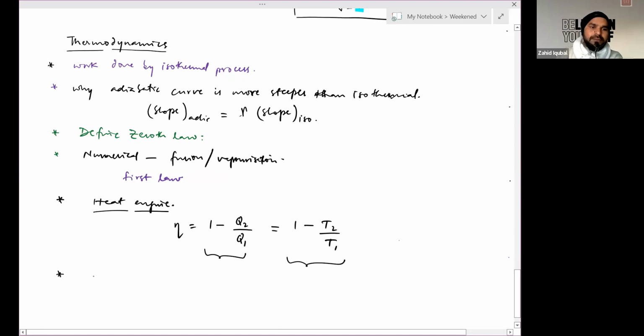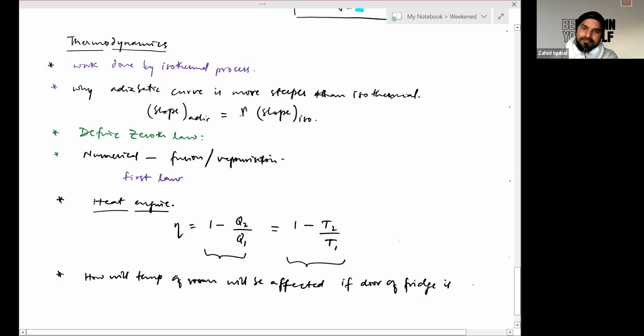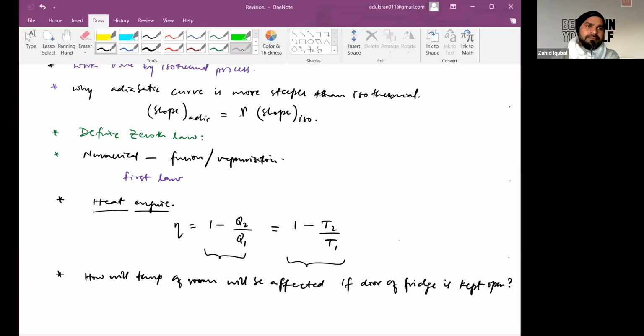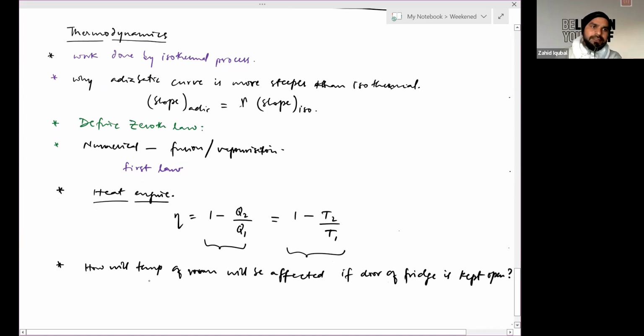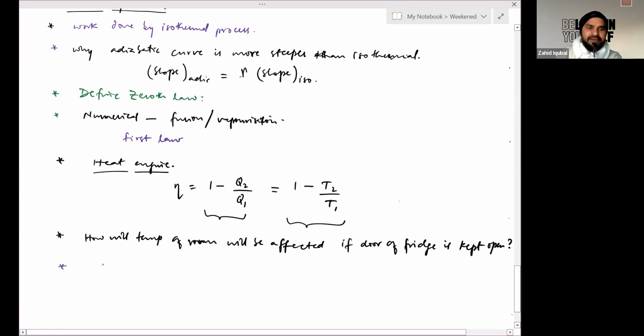Next, you'll be asked on the basis of heat pump or refrigerator, how will the temperature of the room be affected if the door of the fridge is kept open? Next question will be related to this part. Define CP and CV. Why is CP greater than CV, and derive its expression.